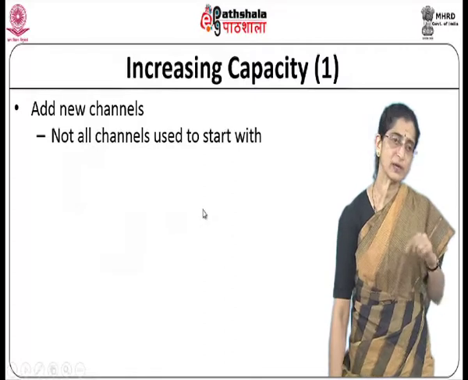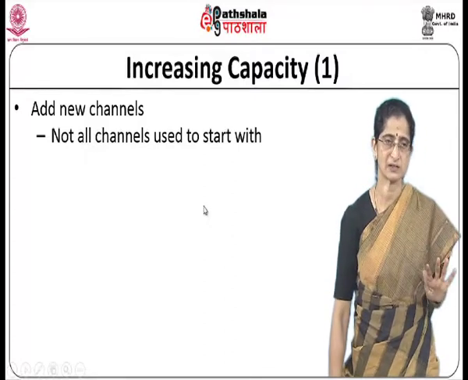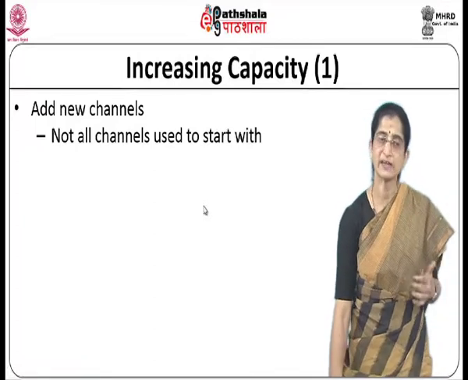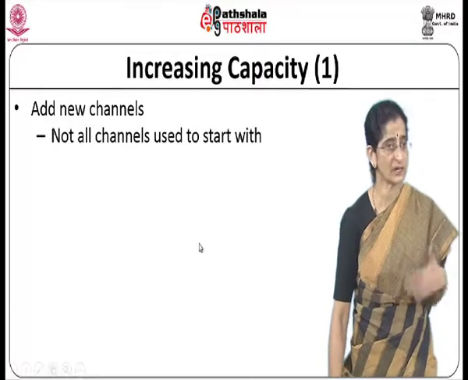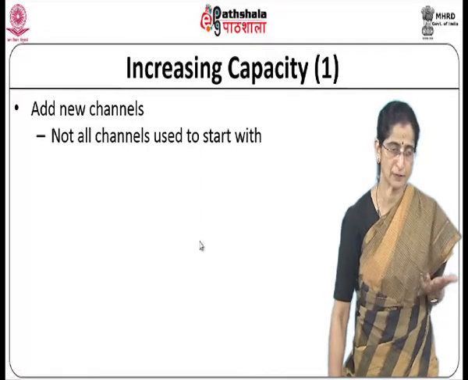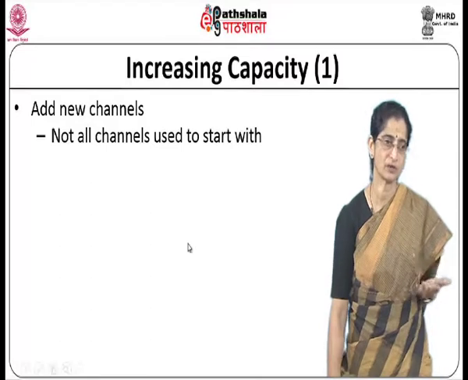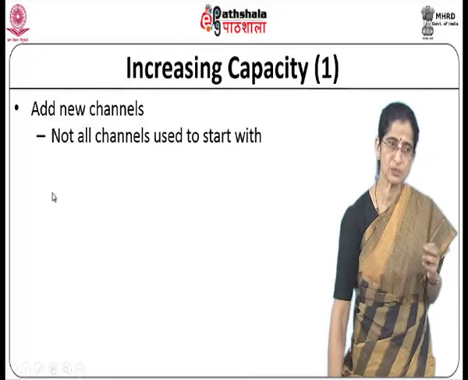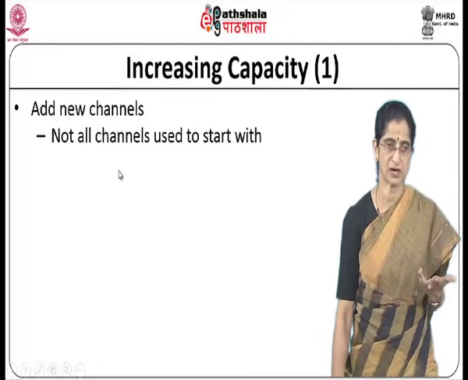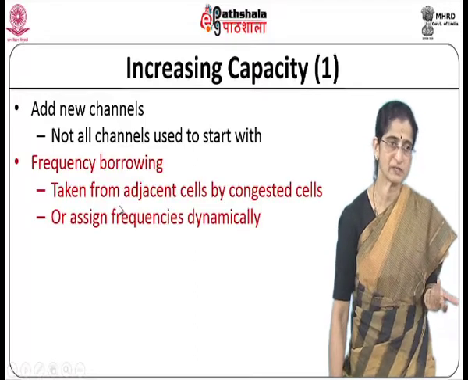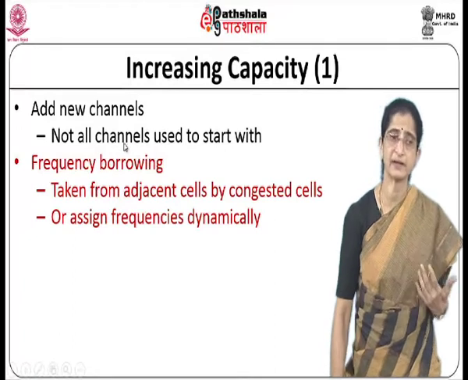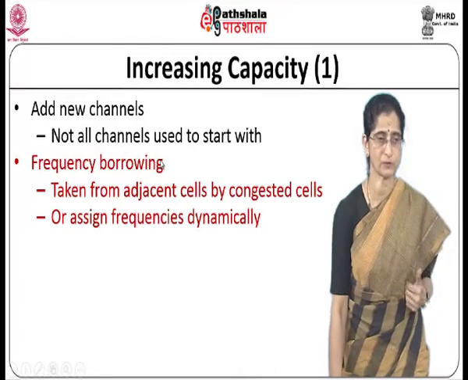Now, how do I increase the capacity? We have said that many channels are available and we are allocating a certain number of frequencies to each cell. Is there some way in which I can increase the capacity if necessary? For instance, suppose we could at a time support only 50 calls in a particular cell. Suppose we had to support more than 50 calls, what do you do? One thing that you could do is add new channels. Normally not all channels are used to start with, so you could add new channels, but that may not always be feasible because the frequencies, the spectrum, are getting used up quite a bit these days. So, it may not always be possible.